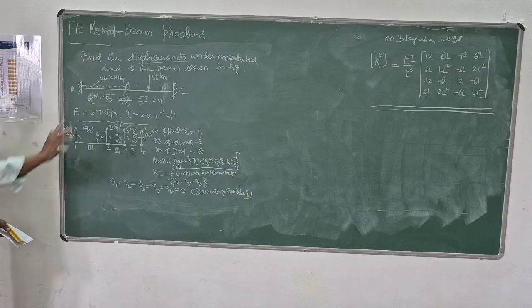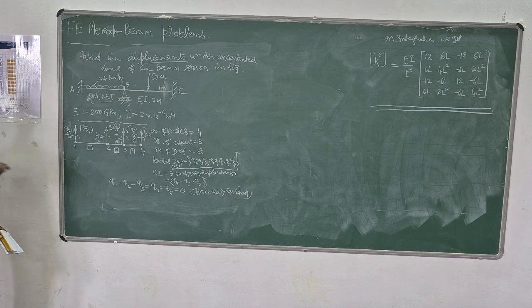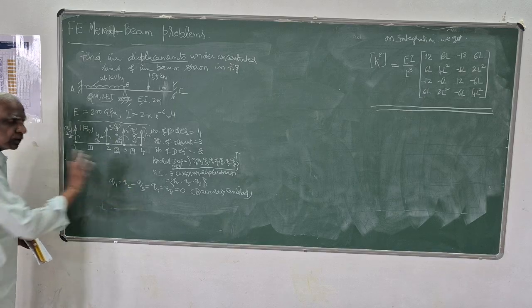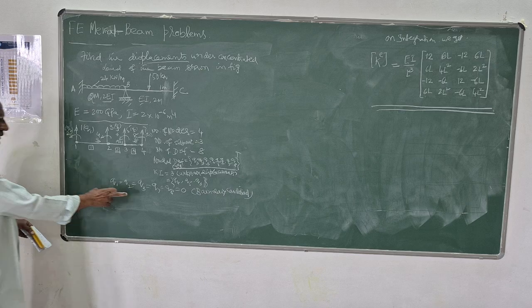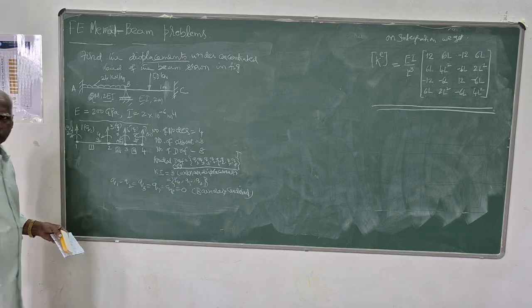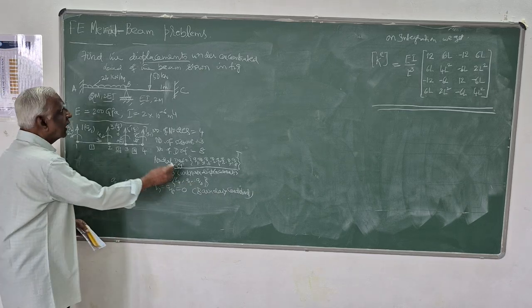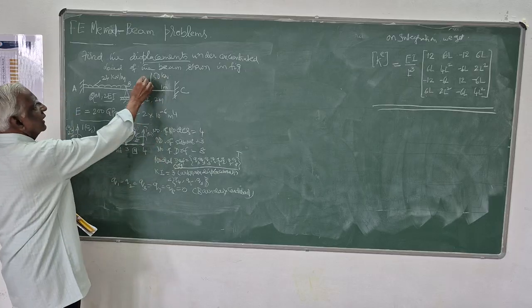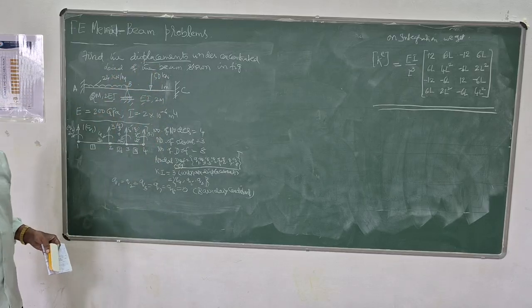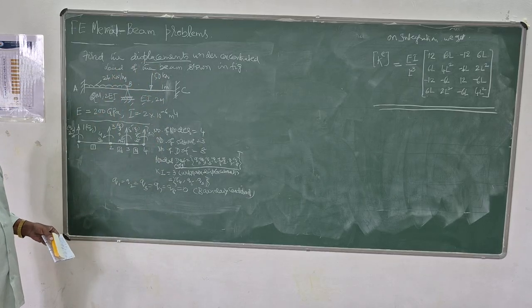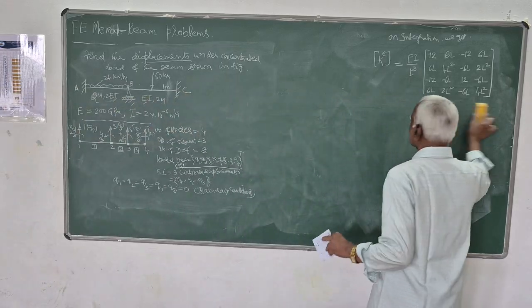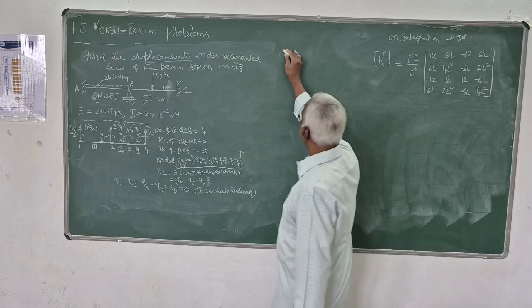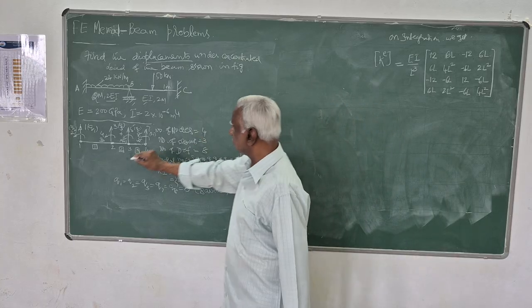Number of nodes, number of elements, number of degrees of freedom. Out of that, what are the unknown degrees of freedom? That is also the kinematic indeterminacy. Only 3 are the unknown displacements. Of course, whatever we have been asked in the problem is also taken care of among these 3. Next step, we have to find the stiffness matrix. This is the first step.